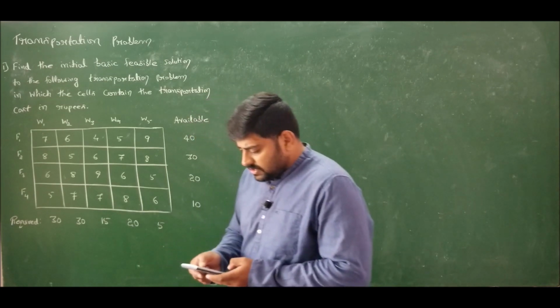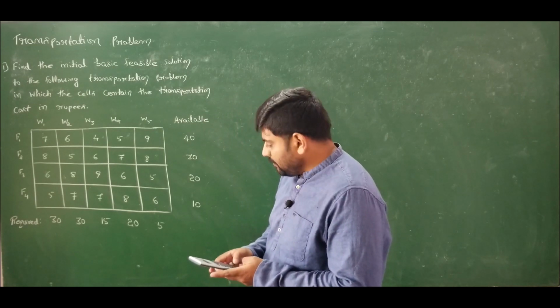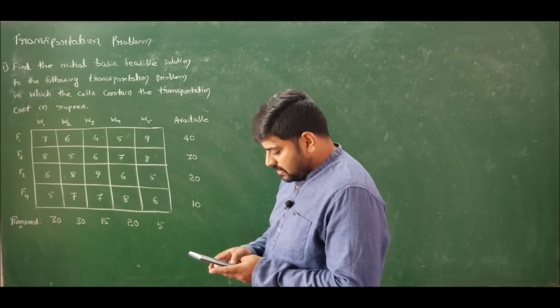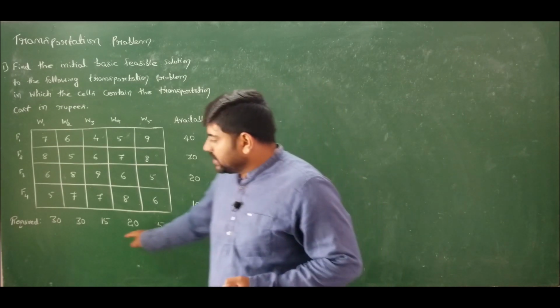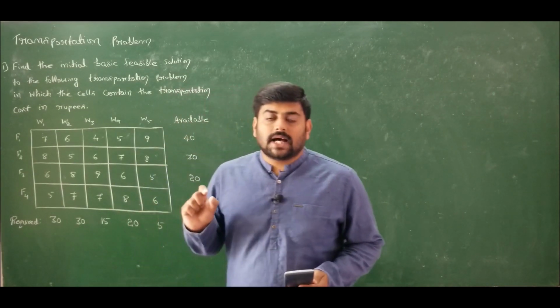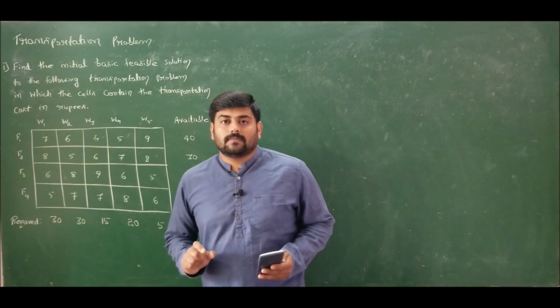How much is the demand? 30 plus 30 plus 15 plus 20 plus 5, 100. So supply is equal to demand. Therefore this is a balanced transportation problem.